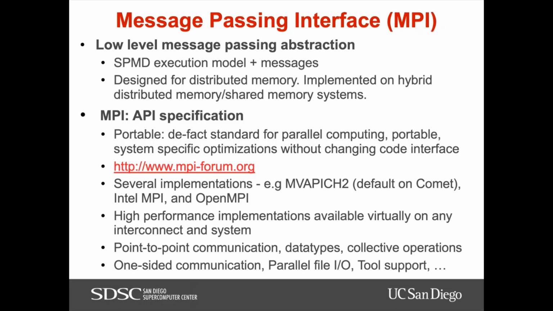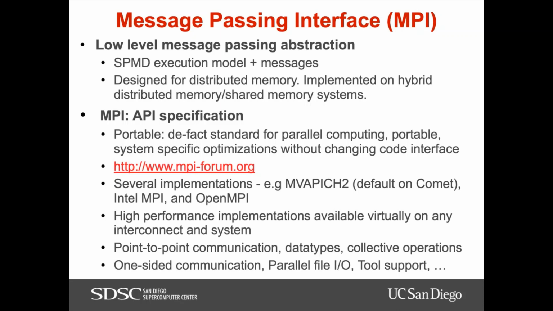So there's MVAPICH2, which used to be the default on Comet. On Expanse, we didn't set a default because we figured out that there wasn't one single MPI that was doing well on all applications. We have to use different ones for different codes. So we didn't put a default in. There's Intel MPI and there's OpenMPI. Pretty much high performance implementations are available on any interconnect and system. Even the specialized machines like the Crays will have an MPI implementation specific to their machine that is very performant.